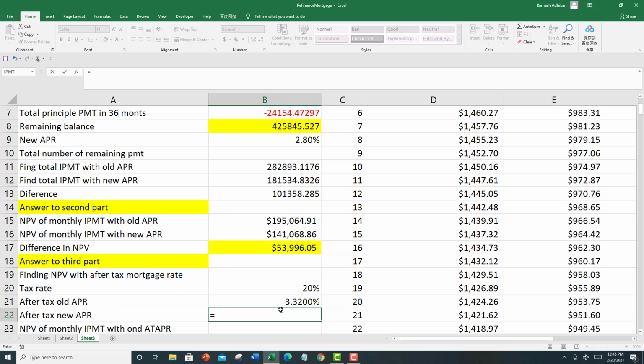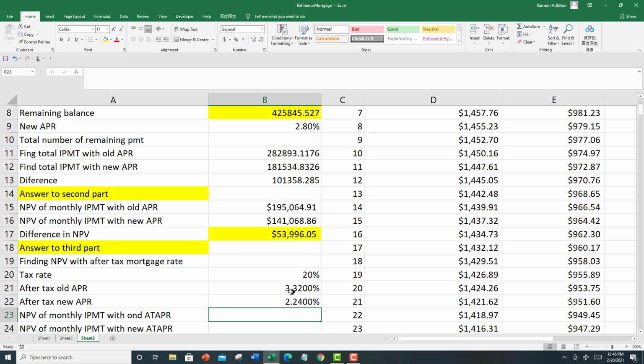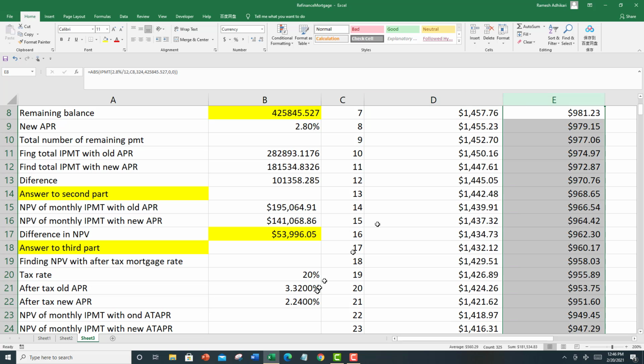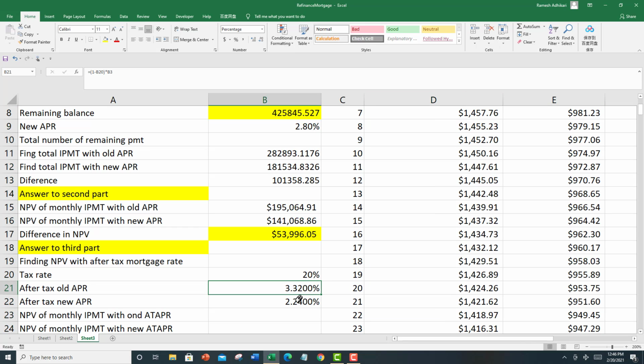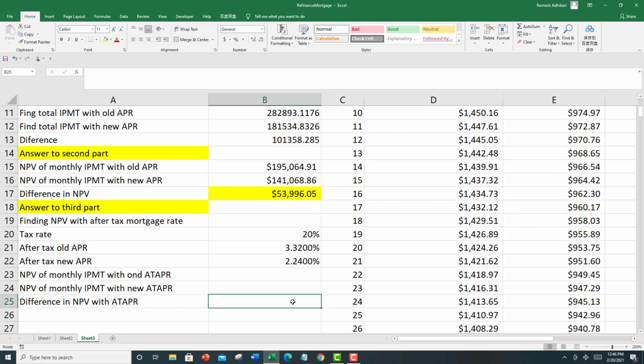Likewise, we can calculate the after-tax new APR. This is also going to be 1 minus 20%, which is this guy right here, times your 2.8%. So that is the after-tax APR. Now you can calculate the NPV of these future interest payments using these after-tax APRs, and the difference that you get at the end is the present value of your interest saving after considering the tax implication. So let's do it. Let's compute NPV, and I have already done that.